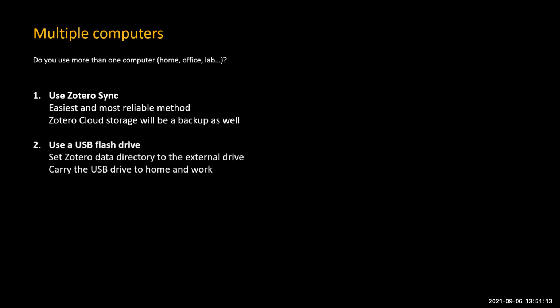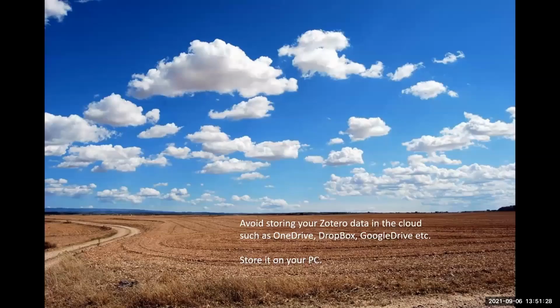Another option is to use a USB flash drive. You set your Zotero data directory to the external flash drive, and then you can carry the USB to any computer. You can even run Zotero from a flash drive. However, you should not store your Zotero data in the cloud, such as Dropbox or Google Drive. You should store it on your PC, otherwise there are problems with storing. It is not recommended to change your Zotero data directory to Dropbox.